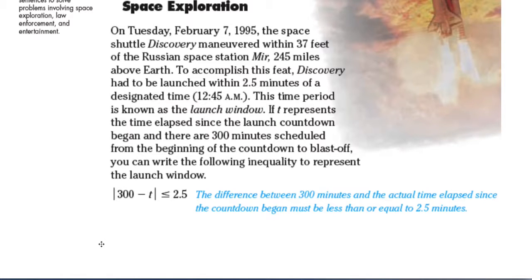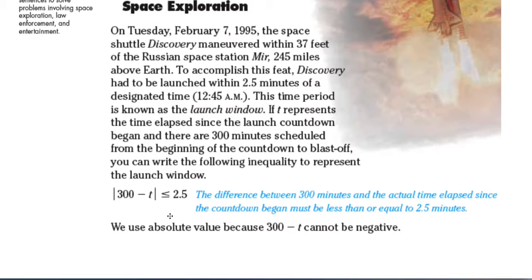Okay? So in this case, we use absolute value because 300 minus t cannot be negative. When you talk about time, there's no such thing as negative time. And that's the reason why we use absolute value in this case. This is a good example of an absolute value inequality problem.